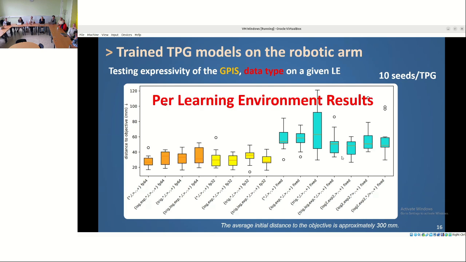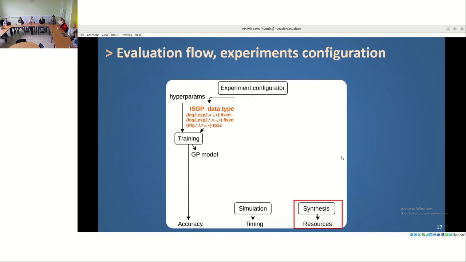Those results are per learning environment, meaning you have to retrain every Tangle program graph for each learning environment, meaning this methodology is extremely computationally intensive. So this is the first part of our design flow, where we select some instruction set and data type and train the TPG, yielding some models.